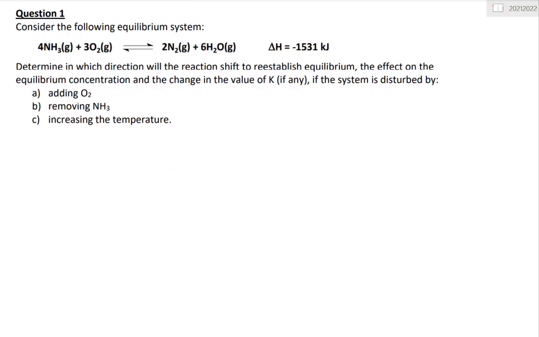So for example question 1, you need to try to practice how to apply Le Chatelier's principle and how to explain the equilibrium shift if there is any. For these questions, again, you are given a balanced equation with a delta H value. Determine in which direction the reaction will shift to re-establish equilibrium, the effect on the equilibrium concentration, and the change in the value of K, if any, if the system is disturbed by, first of all, adding O2, removing NH3, or increasing the temperature.